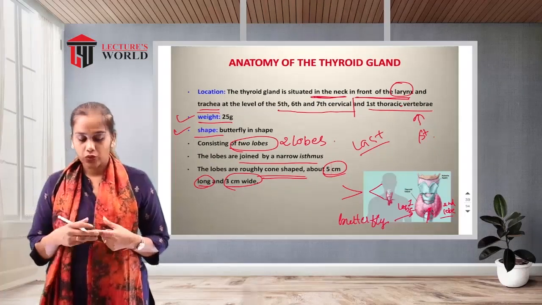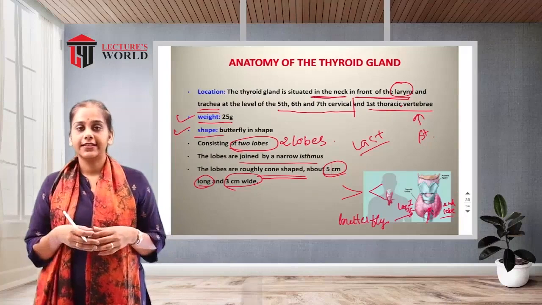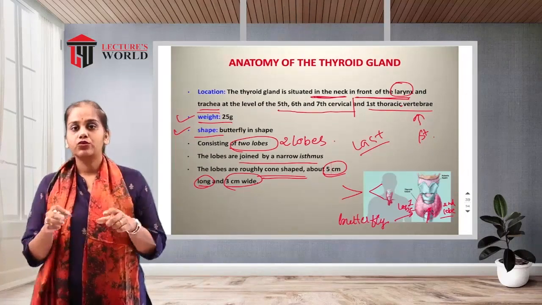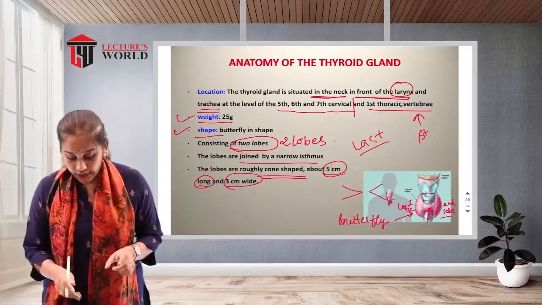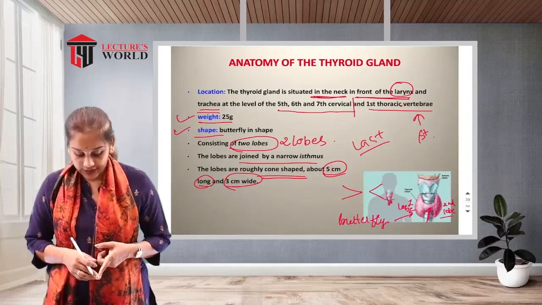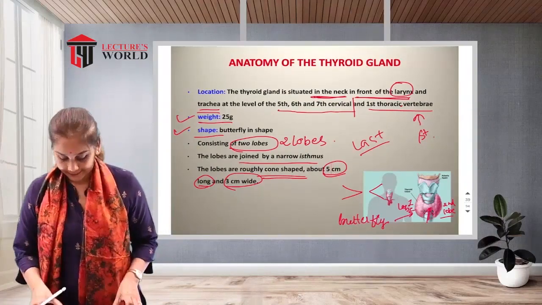So it has two lobes, joined by an isthmus. The middle portion is known as the isthmus, and the two lobes are roughly cone shaped, with a measurement of about 5 cm by 3 cm.